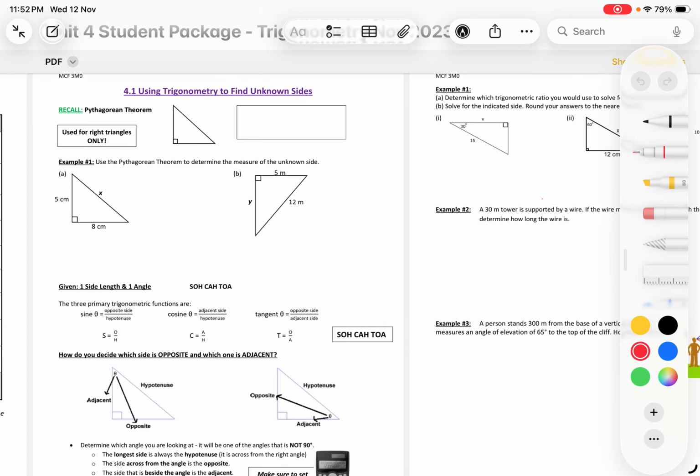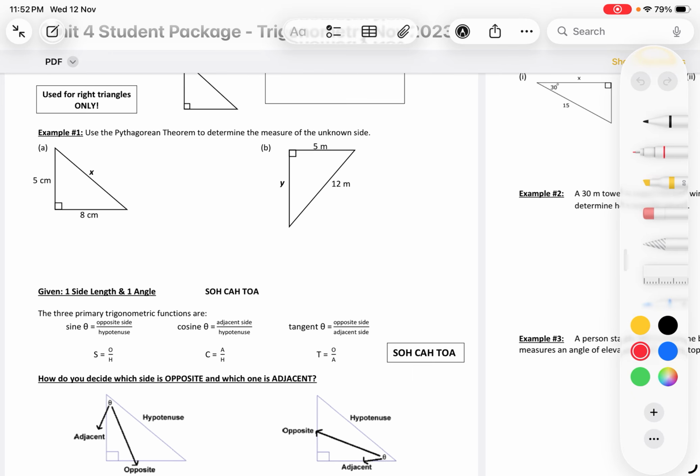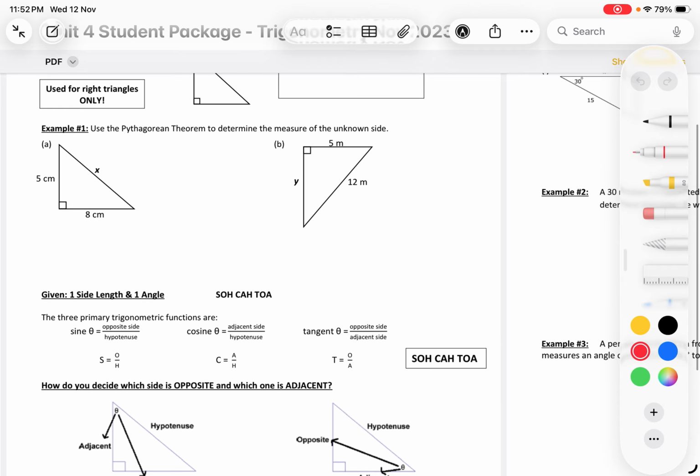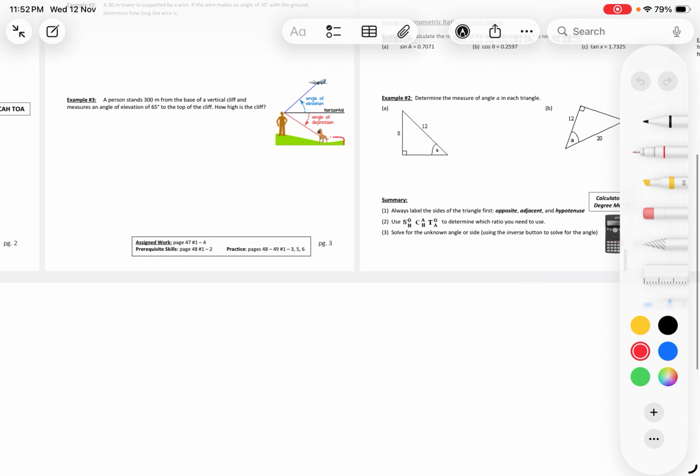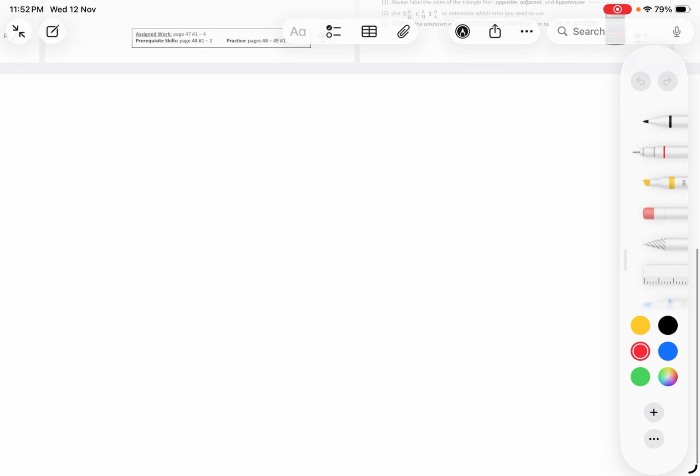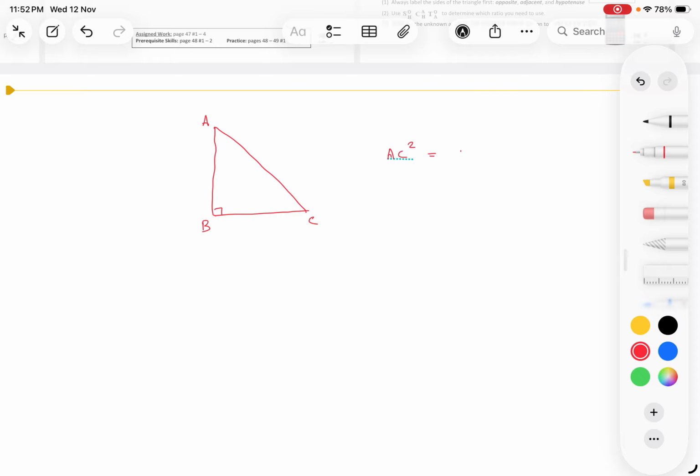The first thing which we should know is how to use the Pythagoras theorem. You know, Pythagoras theorem states that in a right angle triangle, say right triangle ABC, right angle at B, the square of the hypotenuse is equal to the sum of the squares of the other two sides.